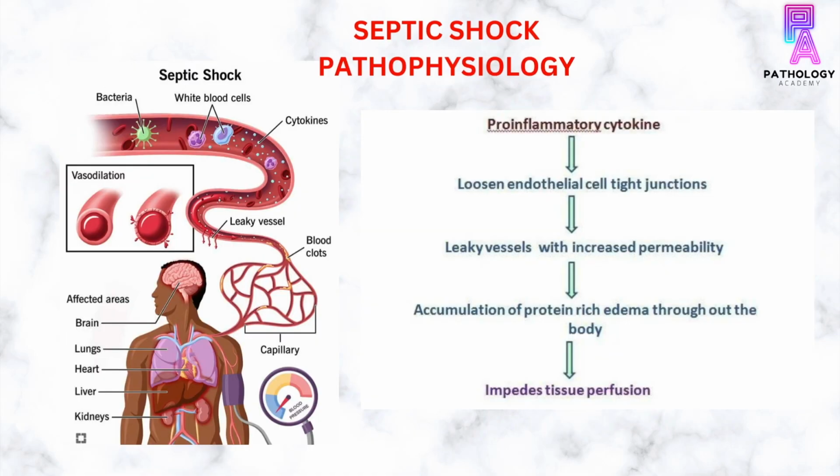Pathophysiology of septic shock. In septic shock, because of the causative agent, bacteria, virus, fungus, or parasite, there will be release of cytokines by the WBCs in response to the infection. These inflammatory cytokines cause loosening of the endothelial cell tight junction and make the blood vessels leaky, and there is increased permeability which causes accumulation of protein rich edema throughout the body, and this impedes the tissue perfusion.